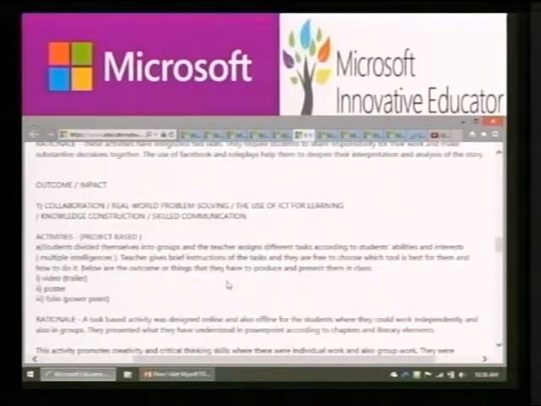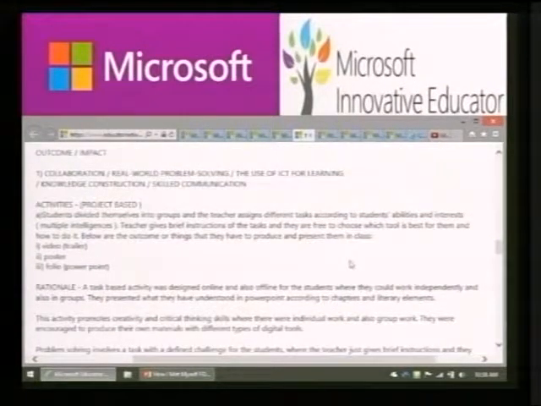The third stage would be the outcome, or the impact. For this one, I have integrated five skills, which are collaboration, real-world problem solving, the use of ICT for learning, knowledge construction, and skilled communication. So this is the outcome, or what I call the climax of my teaching and learning process.